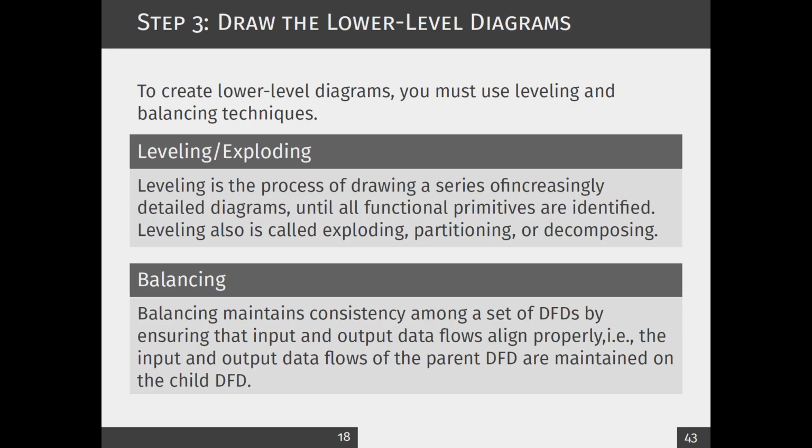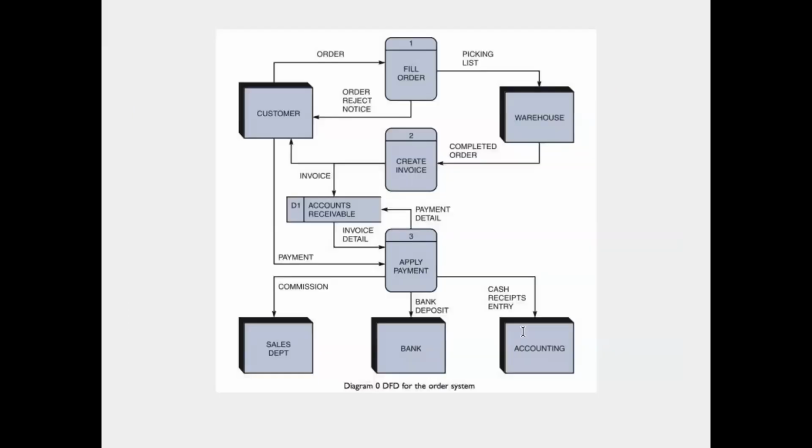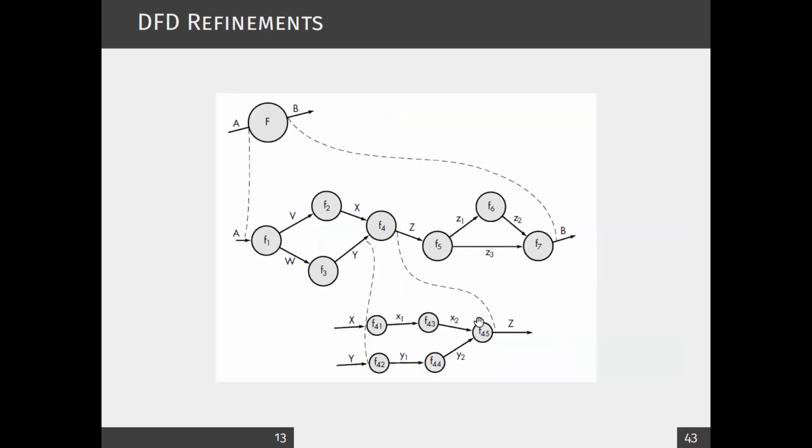Then balancing, you can maintain the consistency among the set of DFDs. And you can check whether the input and output flows are properly aligned, right? So whatever we have in input and output, you should have in the child as well, which is our first example here. So this one, the input is A and output is B. Whatever you have within that, you have to maintain A and B. So that was the whole idea.